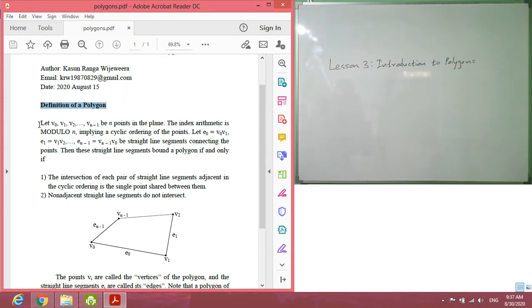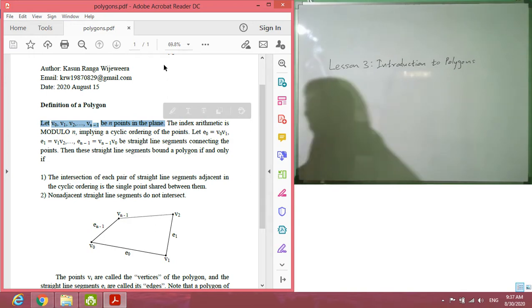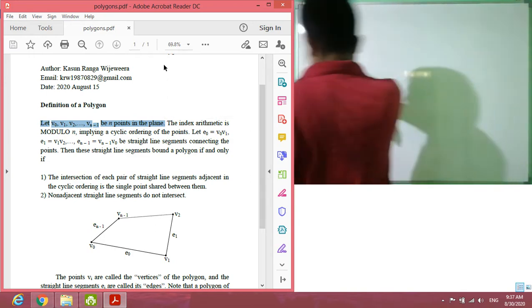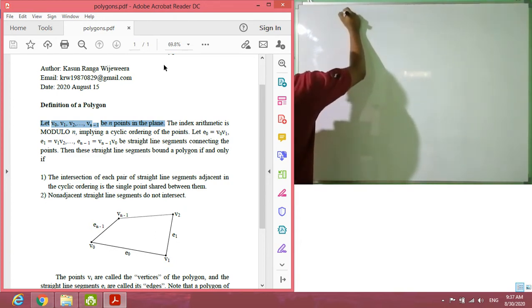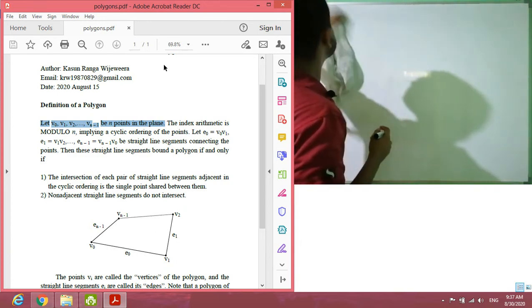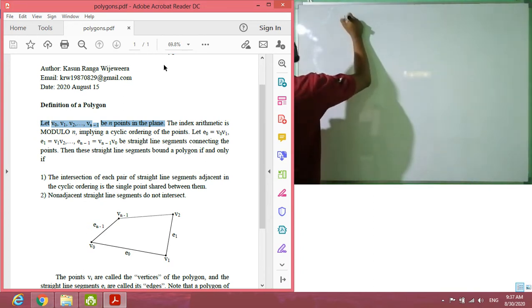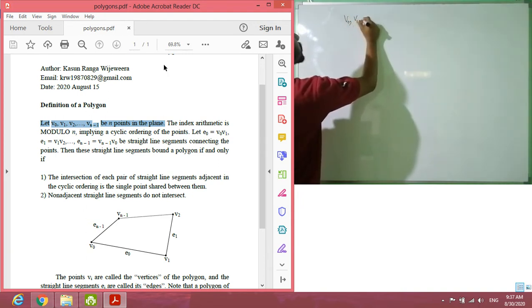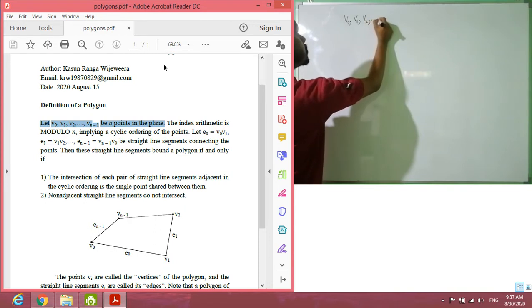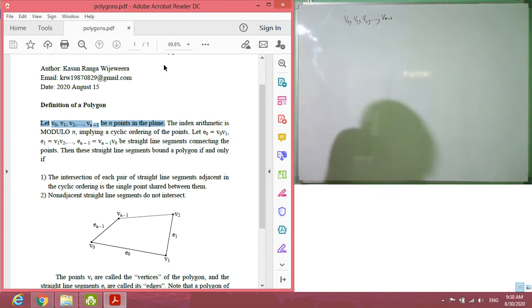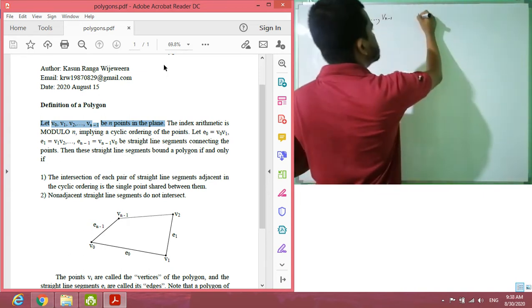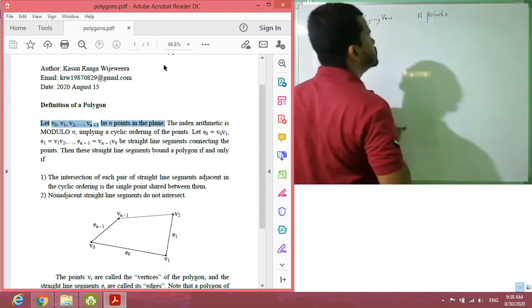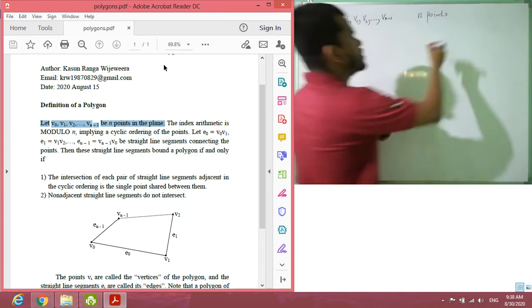Okay, then it says V0, V0, V1, V2, Vn-1, endpoints in the plane.